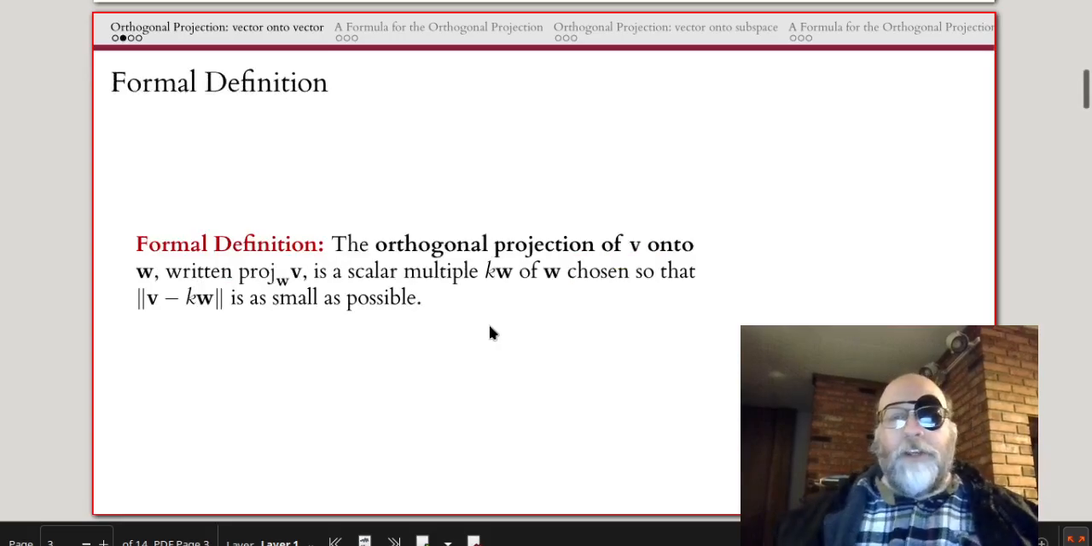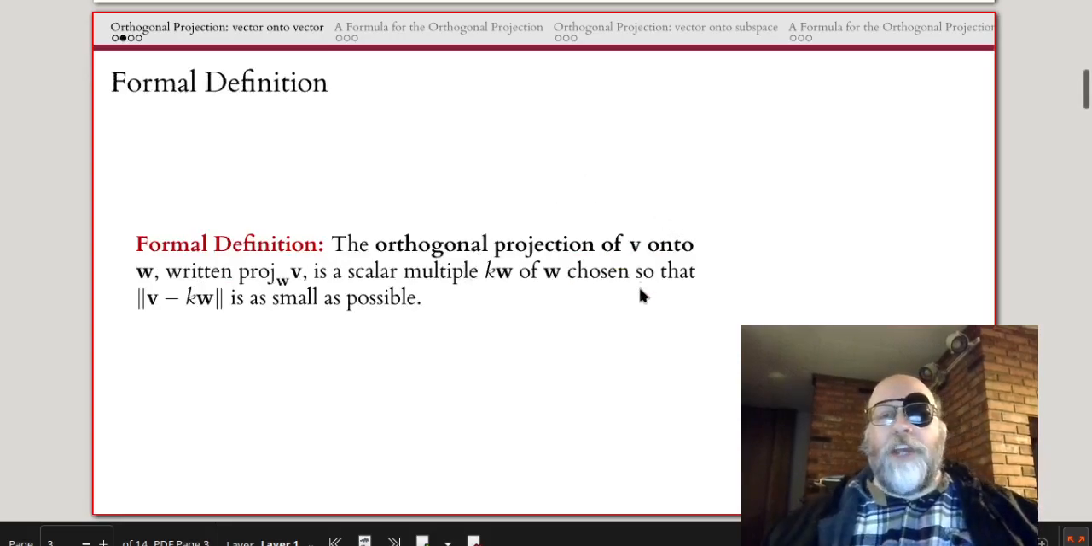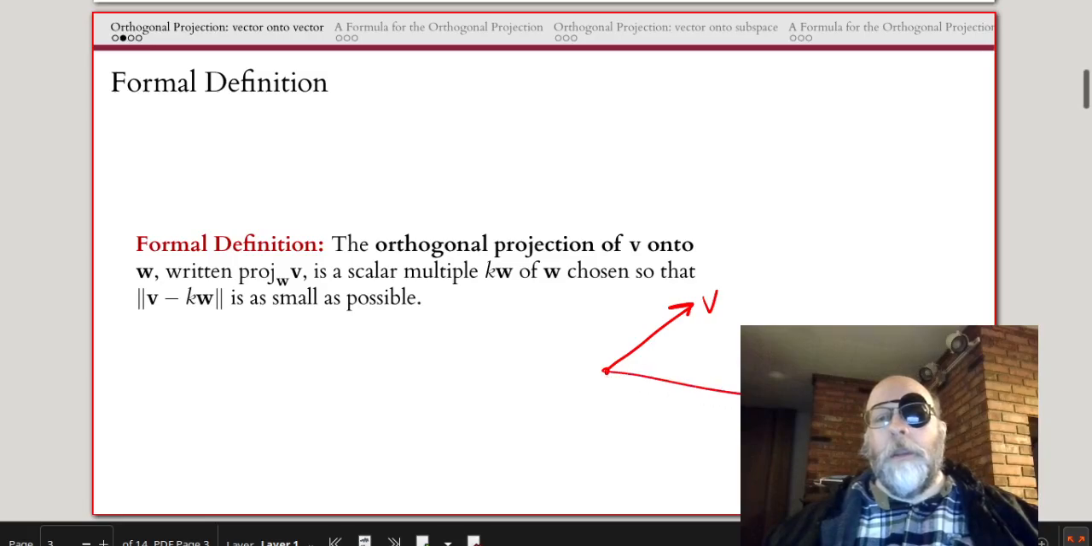Here's the formal definition. The orthogonal projection of V onto W is a multiple of W that is chosen so that the distance from V to that multiple is as small as possible.